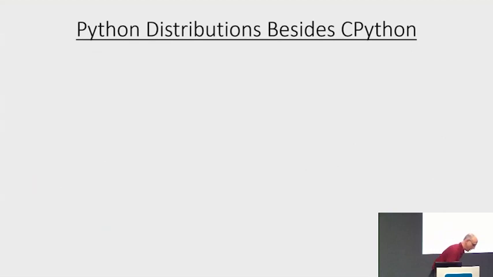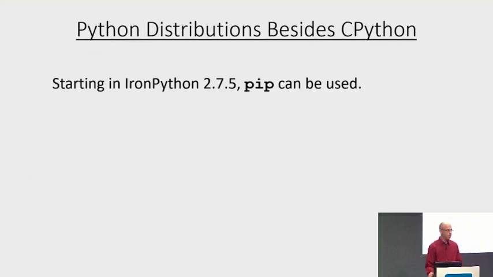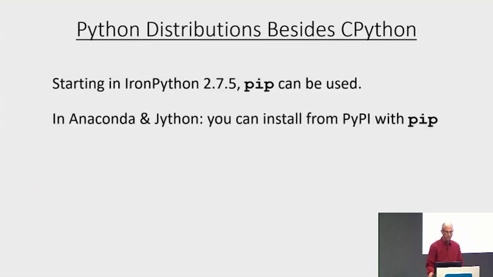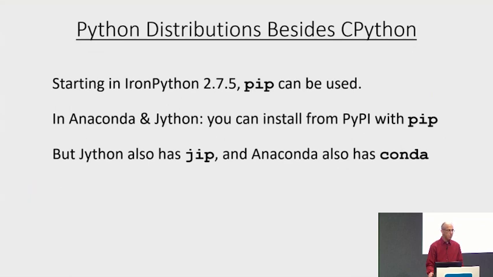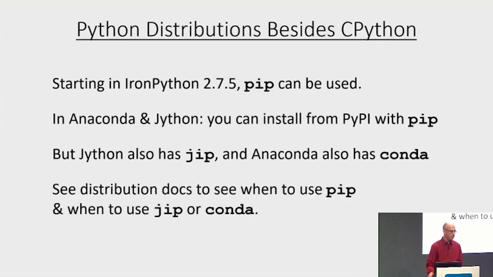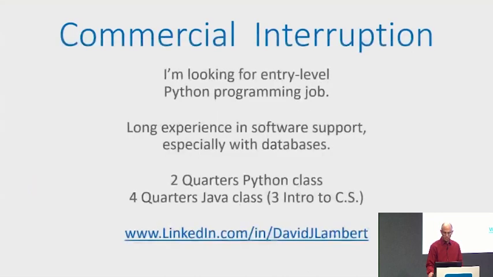Which always means CPython. Now, what if you're using a different type? So IronPython, you can use pip. So you can do that in Anaconda and Jython. You can actually download from pip and install it and run it. But there's also other interfaces. Instead of pip, you have jip for Jython, conda for Anaconda, and if you want to know when to use which program, consult the references.